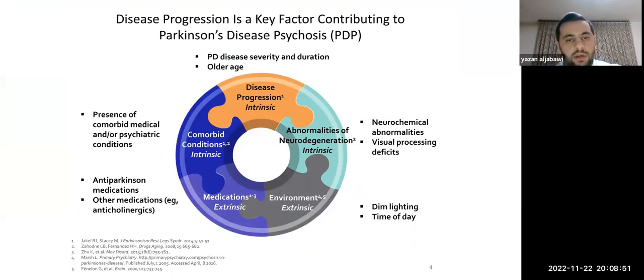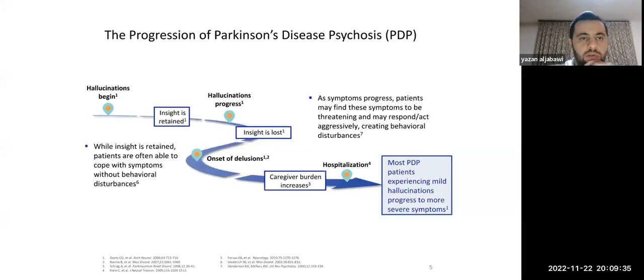This is a diagram representing some intrinsic and extrinsic risk factors which aid in developing psychosis in the context of Parkinson's disease. We have intrinsic factors like disease progression and abnormalities of neurodegeneration, as well as comorbid conditions. And regarding the extrinsic factors, it mainly represents environmental factors like dim lighting and time of day, and of course the medication, which is considered one of the main extrinsic risk factors, because as we know, antiparkinsonian medication can predispose to a state of psychosis.